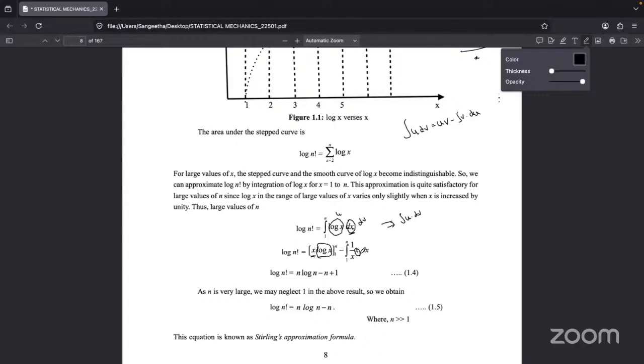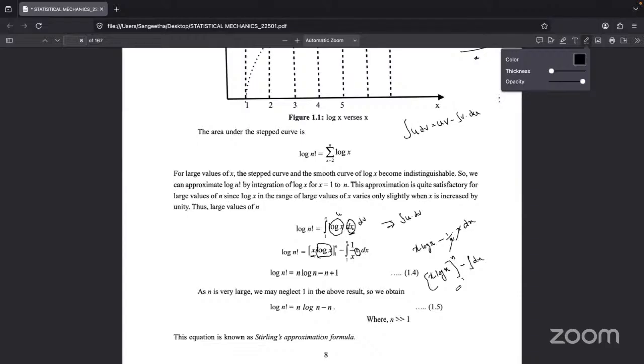Here v becomes x. The differentiation of log x is 1 by x. So the final expression we are getting is x times log x minus integral of 1 by x times x dx. This x is cancelled. So we are getting the term as x times logarithm of x from 1 to n, minus integral of dx.